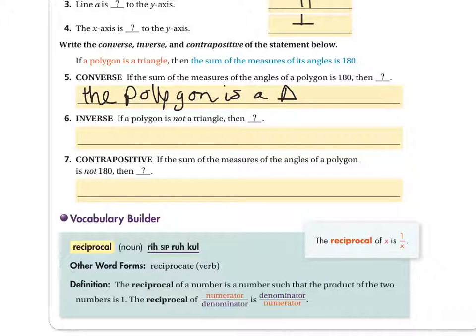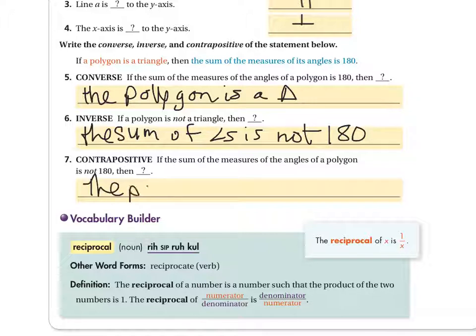The inverse: if a polygon is not a triangle, then the sum of the measures of the angles is not 180. And the contrapositive: if the sum of the measures of the angles of a polygon is not 180, then the polygon is not a triangle.